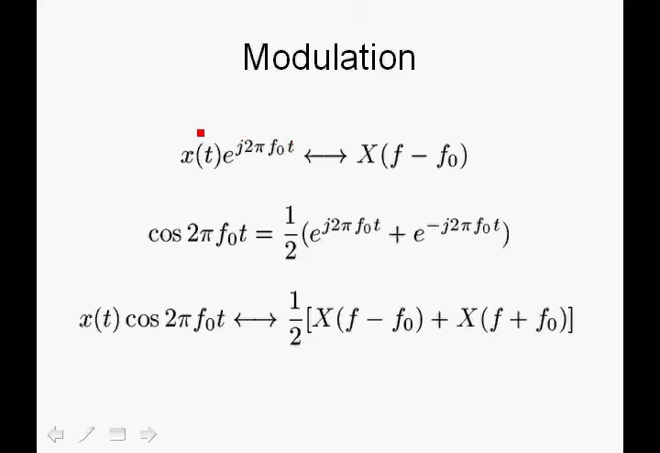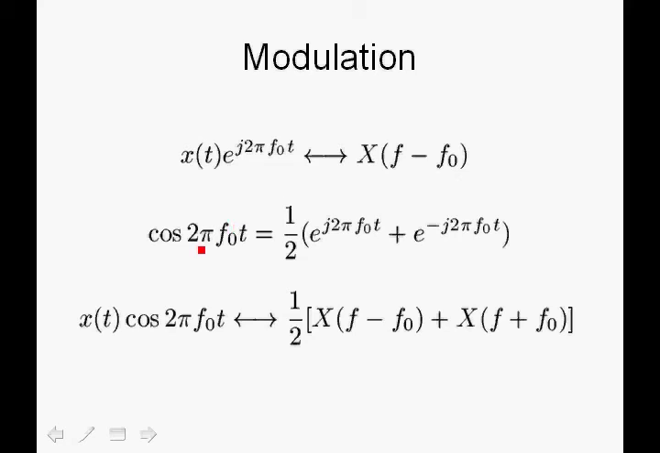Here we show the modulation property of the Fourier transform. If we have a signal x(t) in the time domain with a Fourier transform X(f), then x(t) times e^(j2πf0t) is a signal which has a Fourier transform of X(f − f0). That is, modulation in the time domain results in a frequency shift in the frequency domain. This is the basic property of the Fourier transform.